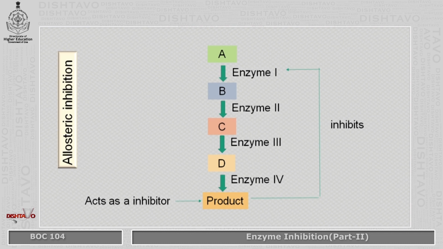As a result, the substrate will not bind to the enzyme 1, and further intermediate compounds will not be formed. As a result, the final product will be kept in check in the cell. That is, the amount of the final product will be kept in check inside the cell. So, this is also called feedback inhibition. So, this is the allosteric inhibition where finally the product acts as an inhibitor and inhibits the activity of the enzyme.